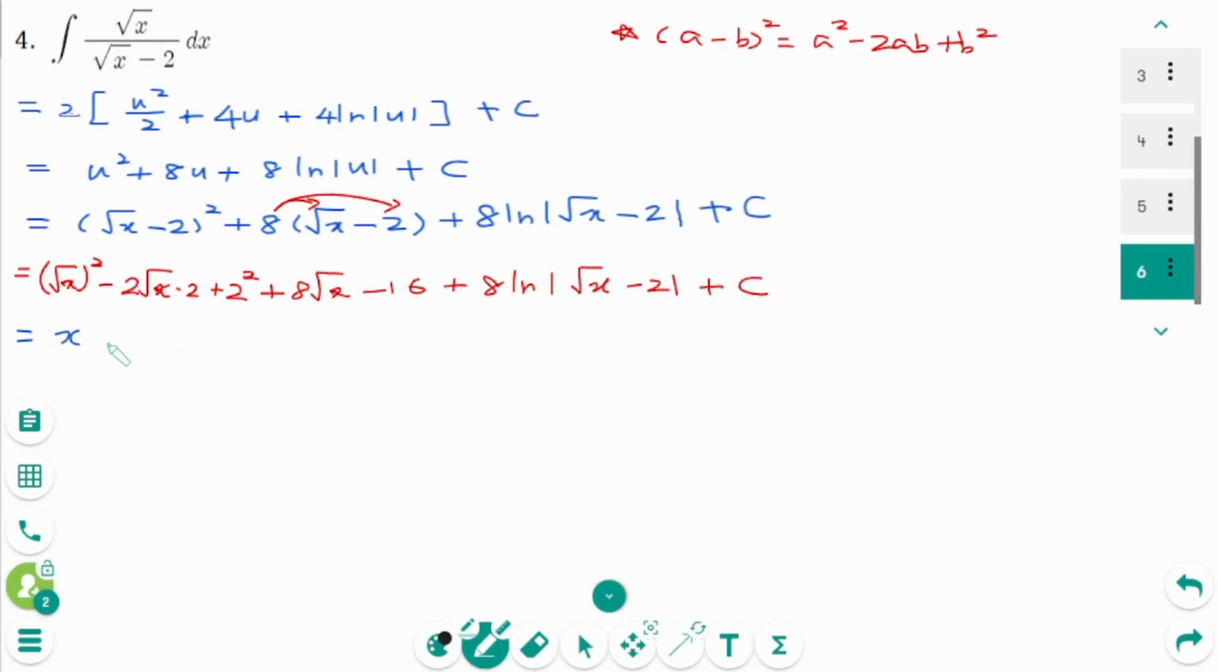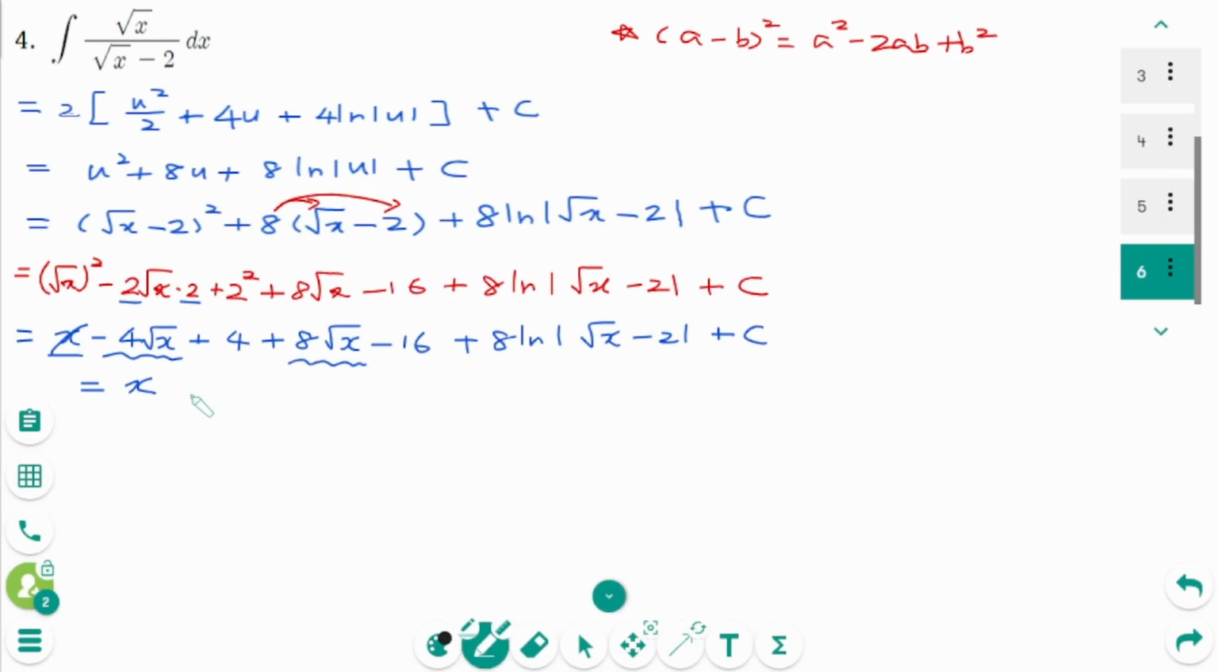equals x minus 4 square root of x plus 4 plus 8 square root of x minus 16 plus 8 ln absolute value of square root of x minus 2 plus c. Then we can simplify x minus 4 square root of x plus 8 square root of x plus 4 square root of x.